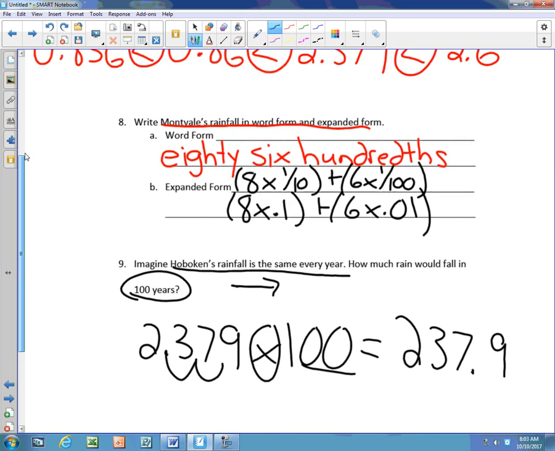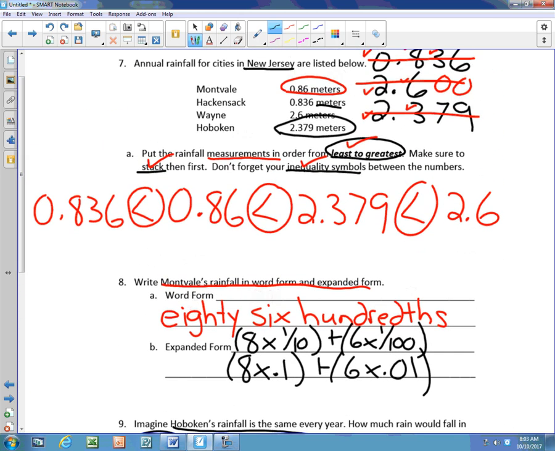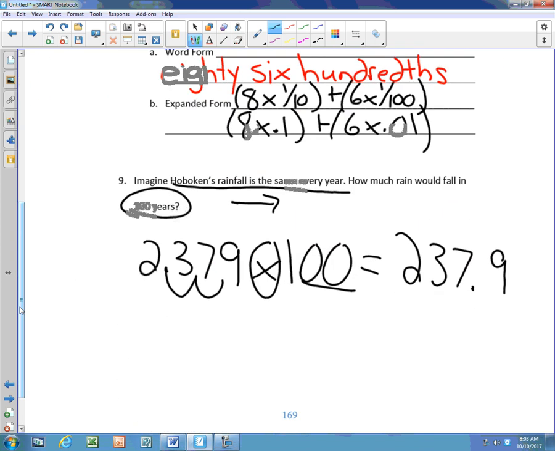And I'm going to go back up for a minute. And we notice that it's meters that we're talking about. So we would come down here and label it with meters.